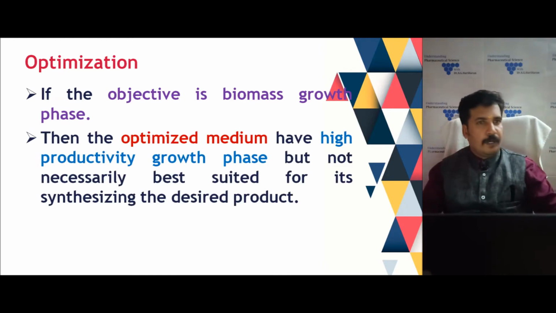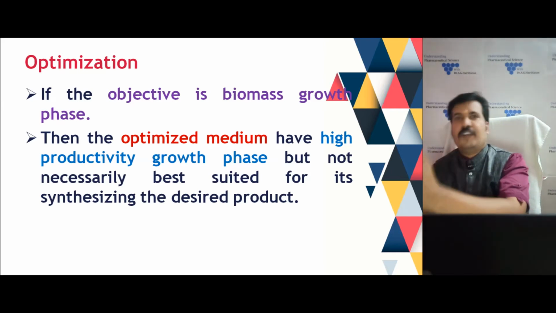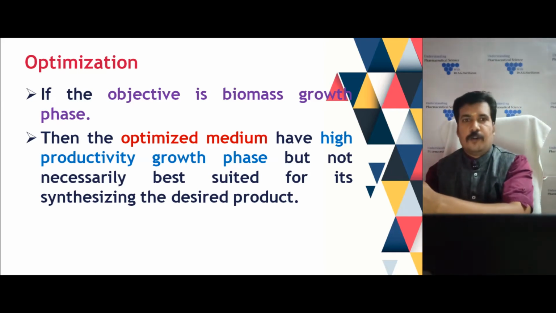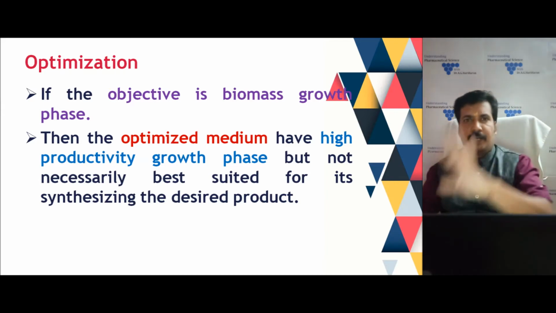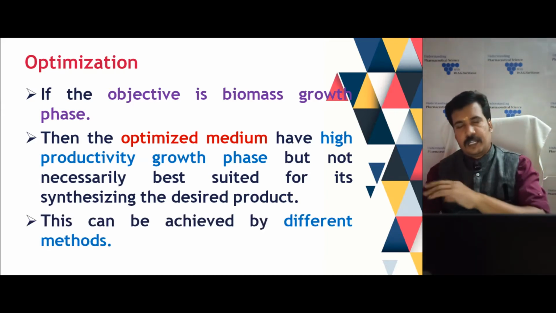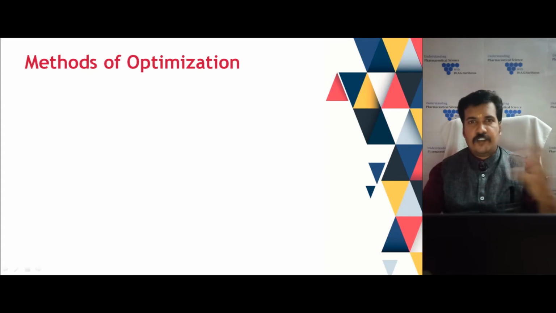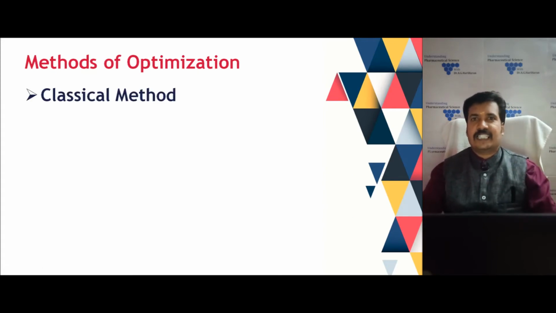If it is for biomass, then we have different constituents to be optimized. If it is a product, then for the production media of the fermentation we have different constituents. Whatever it may be, the optimization technique remains the same. Different types of optimization techniques are available, but each type has its own advantages and limitations. Among the different methods of optimization, the very old method is the classical method.